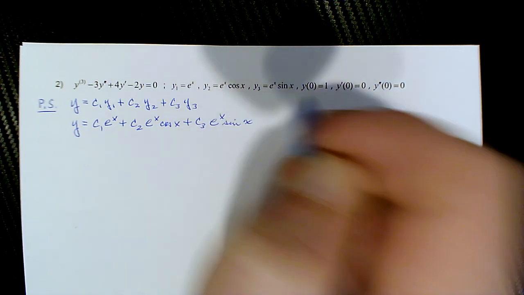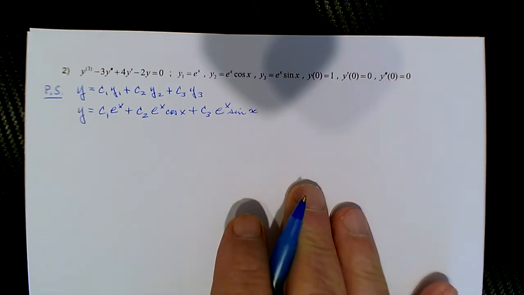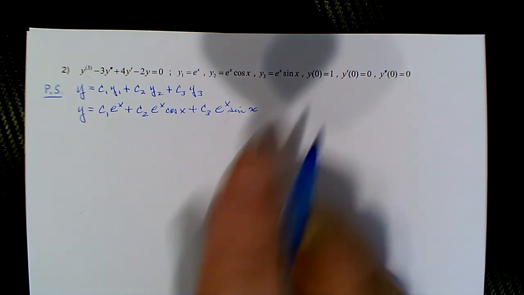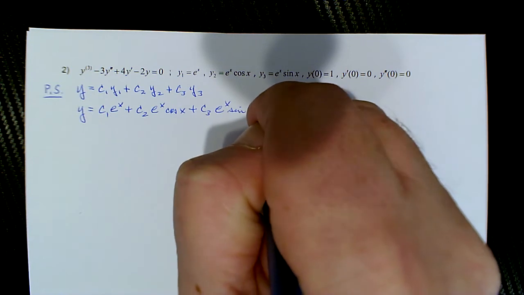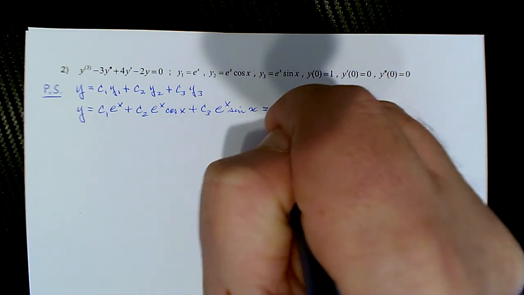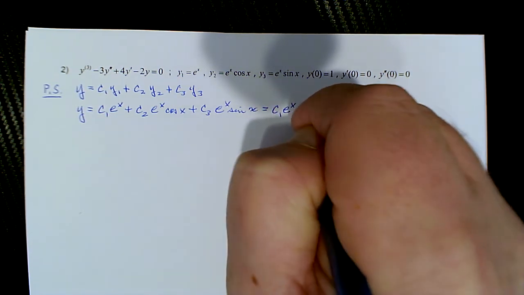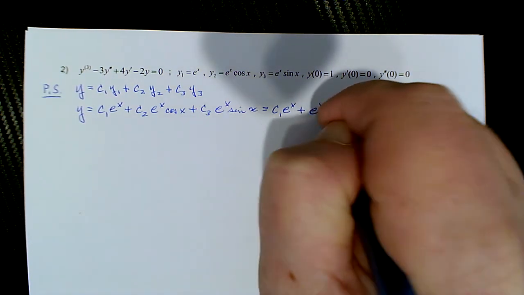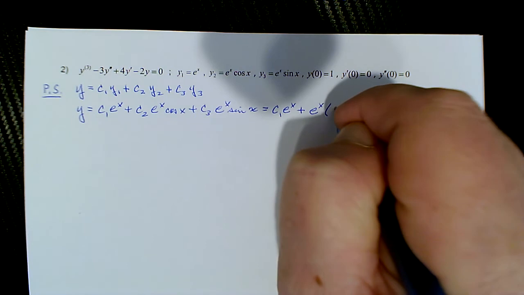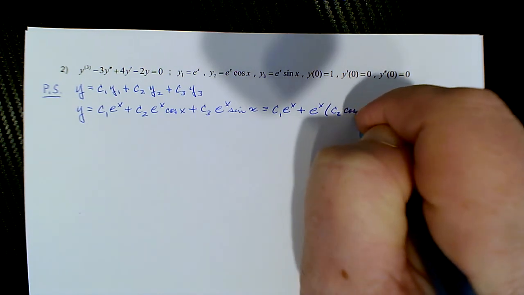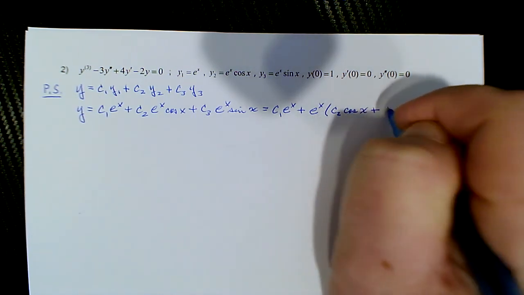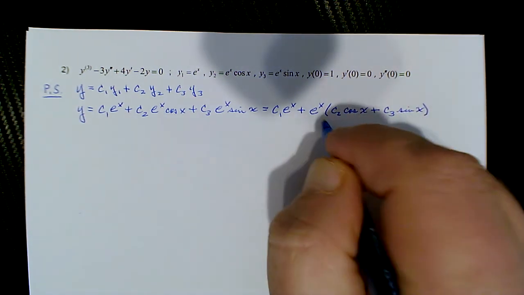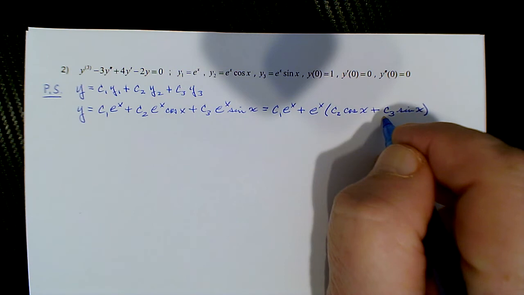As we did before, we're going to have to generate 2 derivatives, and in order to do so, I'm going to recopy the c1 e to the x, and then from the second and third term, factor out an e to the x, and we'll have c2 cosine x plus c3 sine of x in parentheses. That way we only have to perform the product rule once rather than on each of those terms separately.